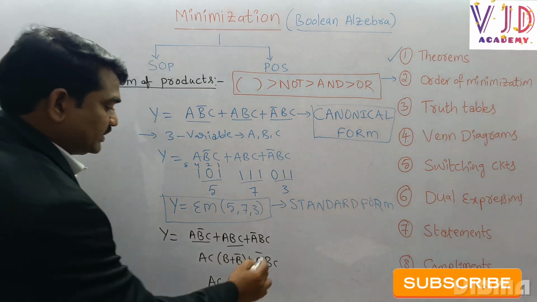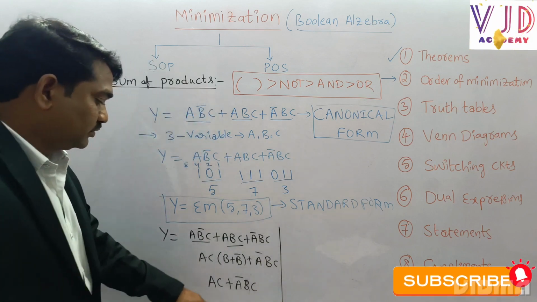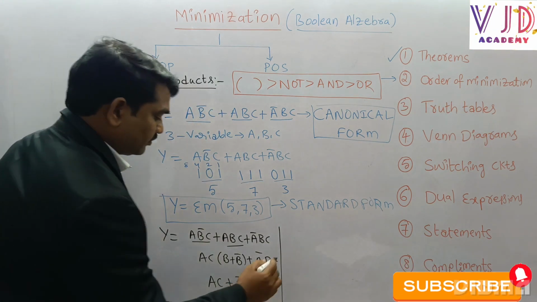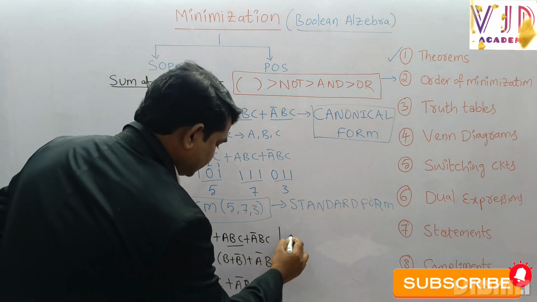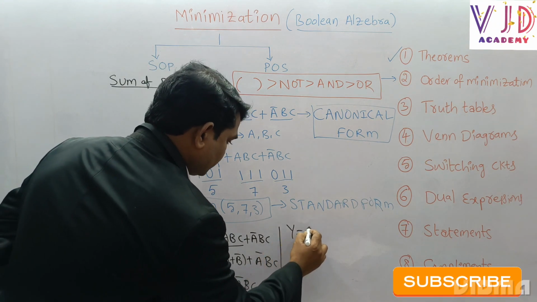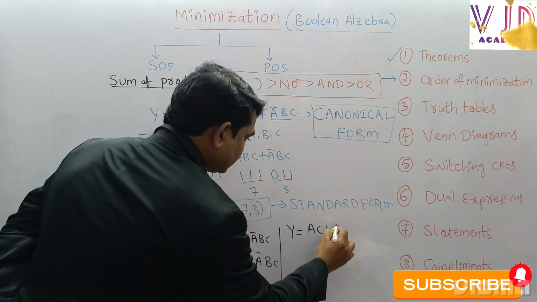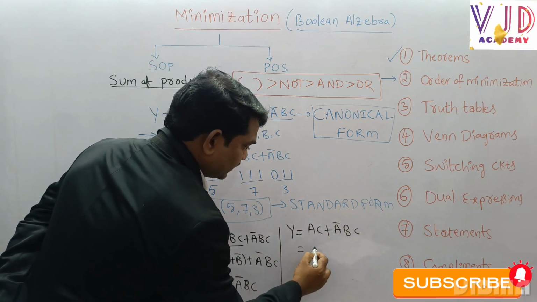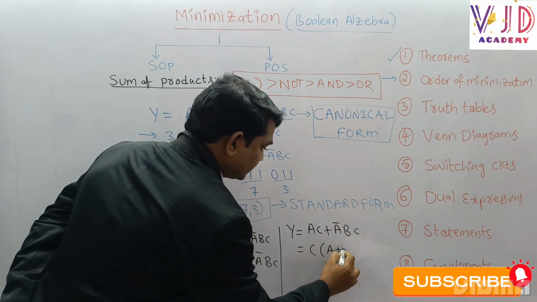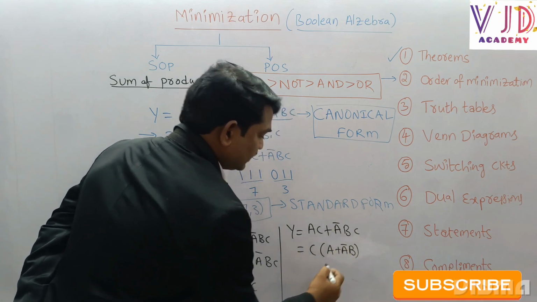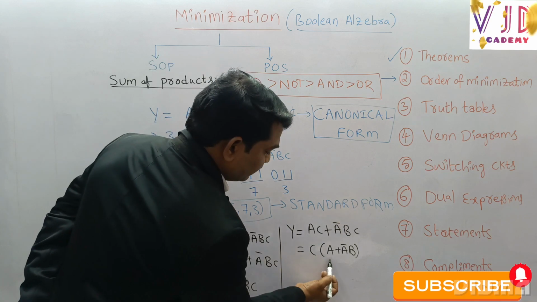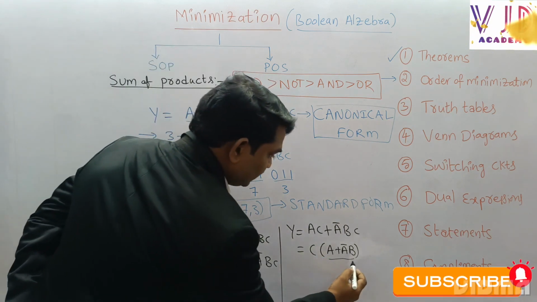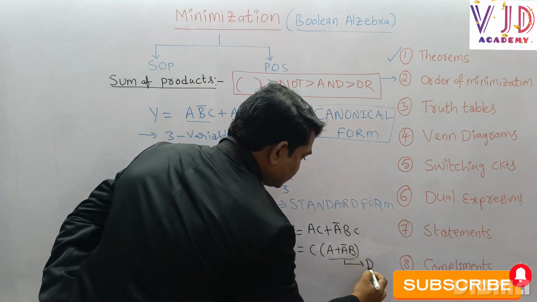Now sir, let us try to understand from these two. Can we take c as a common? Now if we take c as a common, y equal to AC plus a bar bc. Now let me take c common, c into a plus a bar b. When we look at this equation, this is the distribution theorem. Here I can write it as distribution theorem.